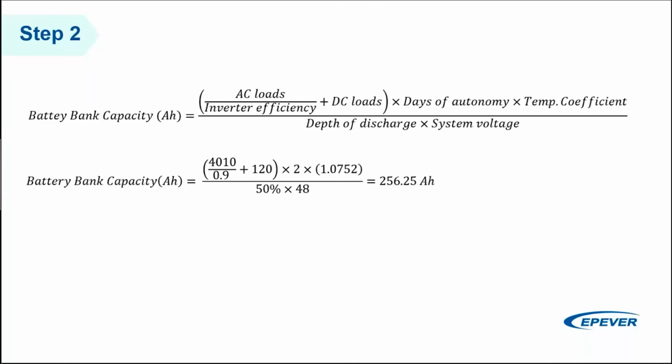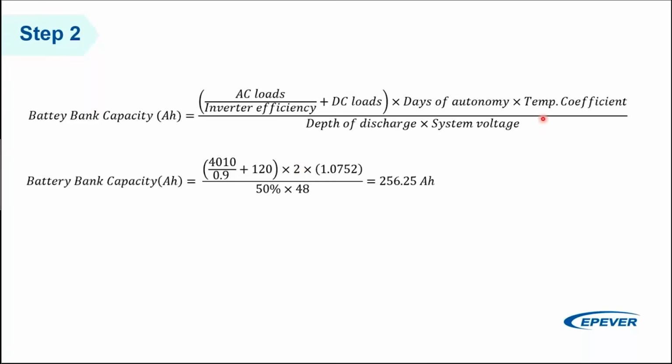So finally, let's start with a formula. Here is a simple example of a battery bank calculation. We have a daily consumption of 4,010 watts, if you remember from the table. We have the inverter efficiency of 90%, and then we had 120 watts of DC loads. I assume that the days of autonomy in my system is 2, so I can run my loads fully for 2 days if I have my battery bank charged.